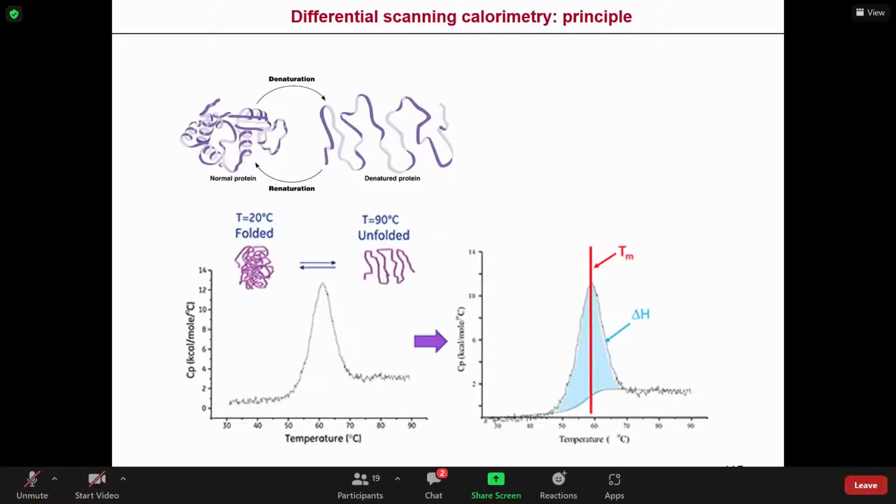So the technique to study the denaturation is this technique, differential scanning calorimetry. It's the most direct and sensitive approach to characterize the thermodynamic parameters which control the weak interactions in the proteins. This experiment requires only a few milligrams of protein.